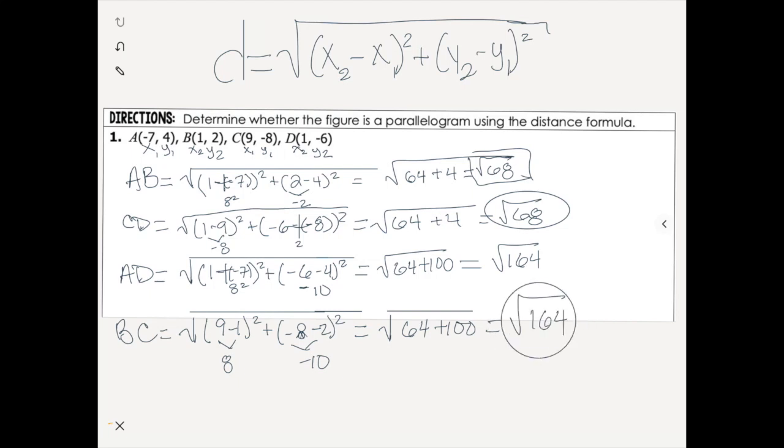If you notice, this is the same as this. These are the same. They're congruent. And these are the same. So we can say that yes, ABCD is a parallelogram because AB is congruent to CD and AD is congruent to BC. We used the distance formula and we proved that both pairs of opposite sides are congruent.